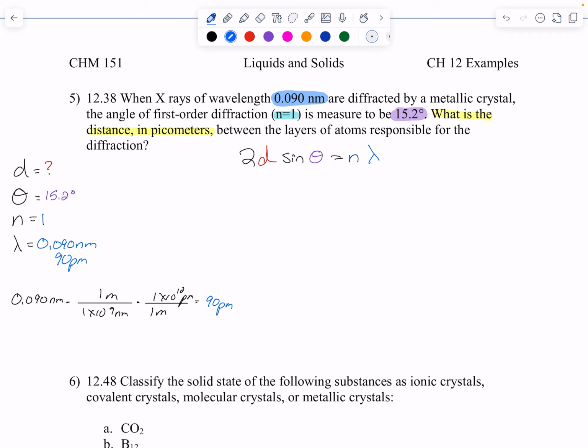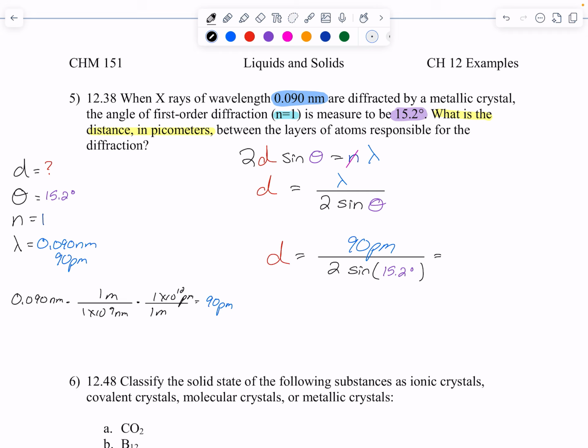All right, so now I think we can solve for d. Rearranging, d equals... n is gone because n is 1, so we cancel out n. We're just going to have lambda up top over 2 sine of the angle theta. So d would equal our 90 picometers over 2 sine of 15.2 degrees.